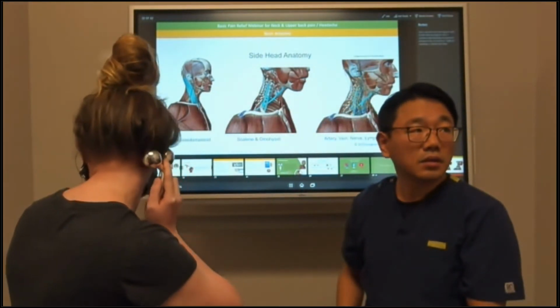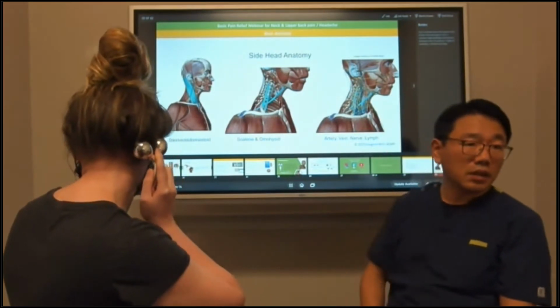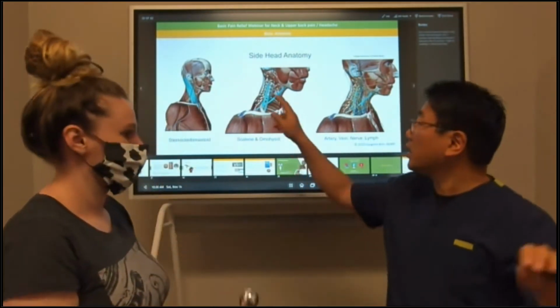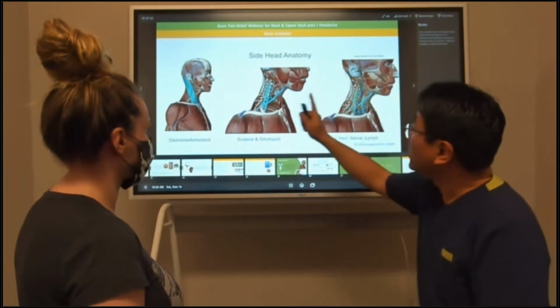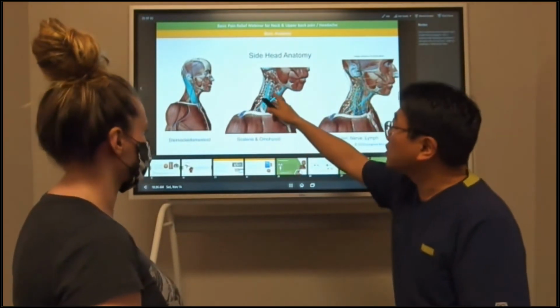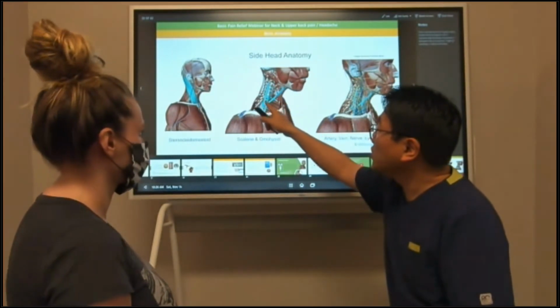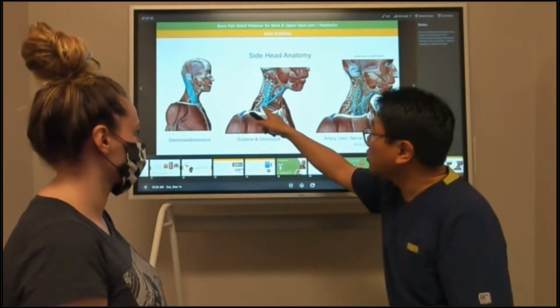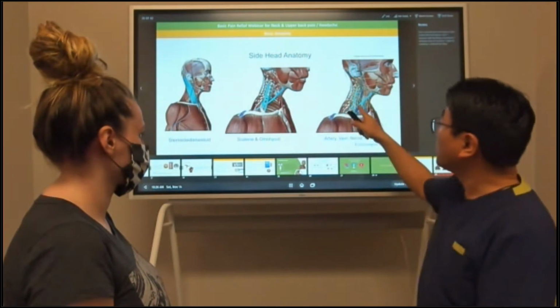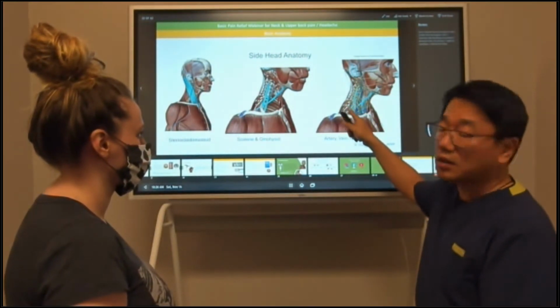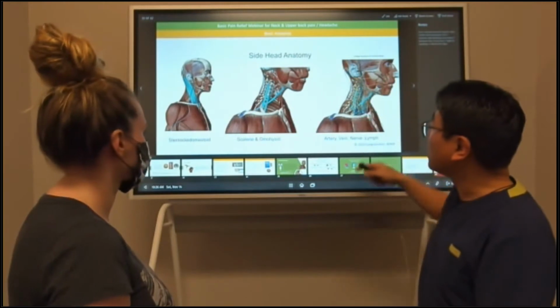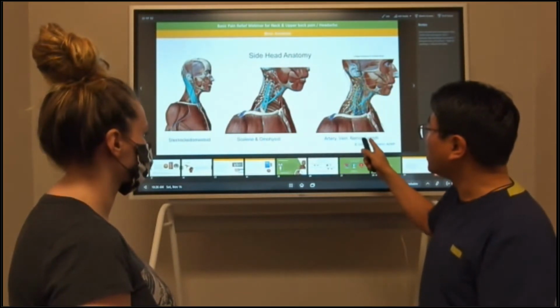Yeah, like this. That way you can stimulate the SCM muscle. And this is a scalene muscle. It's attaching to the bones and going to this one here and this one here. So between scalene anterior and middle, there are a lot of structures here: your artery, vein, nerve, and lymph.